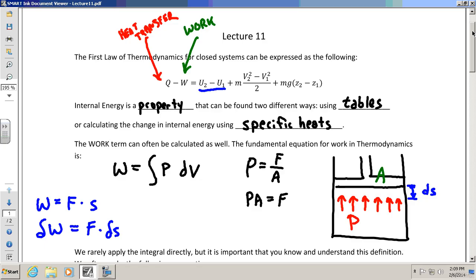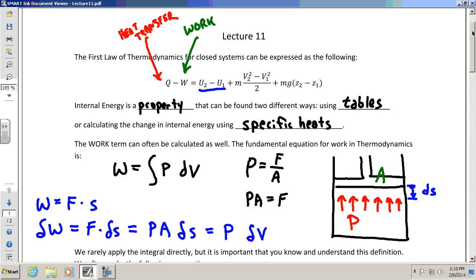Therefore, if I look at my equation down here, I can say differential work is equal to force times differential displacement. Force is equal to pressure times area times differential displacement. Okay? And then the last thing is, if you have a cross-sectional area that undergoes a differential displacement, a small amount of displacement, you have a differential volume. So this really is the same thing as P dV, because area times displacement makes a volume, right?